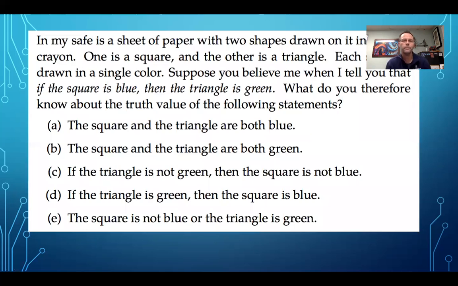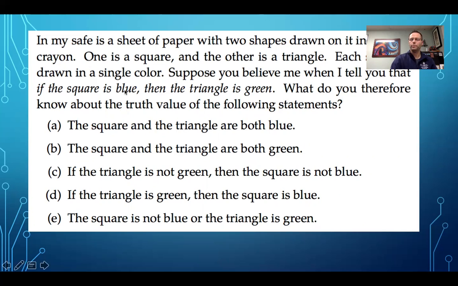One more example, and then I'll let you go here. Thanks for taking the time. Here it is. This is a problem on the homework. In my safe is a sheet of paper with two shapes drawn on it in one color in crayon. One is a square, the other is a triangle. Suppose you believe me when I tell you that if the square is blue, then the triangle is green. What do you therefore know about the truth value of the following statements? A, the square and the triangle are both blue.